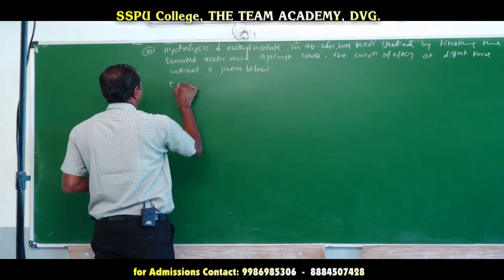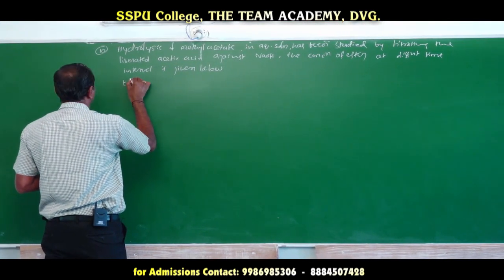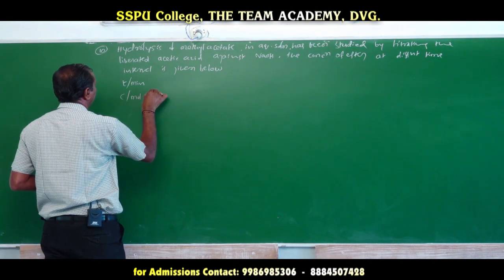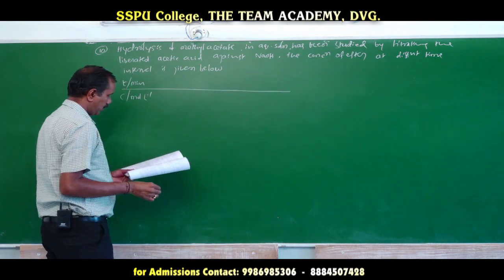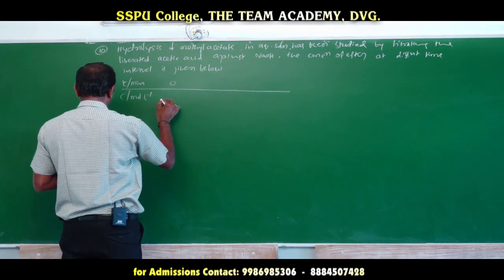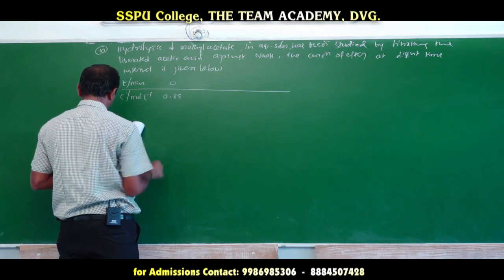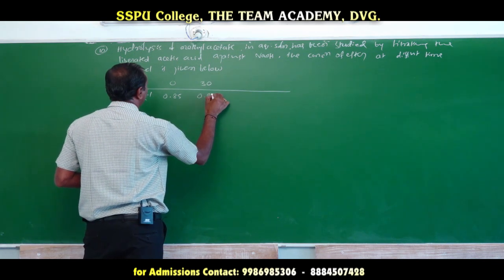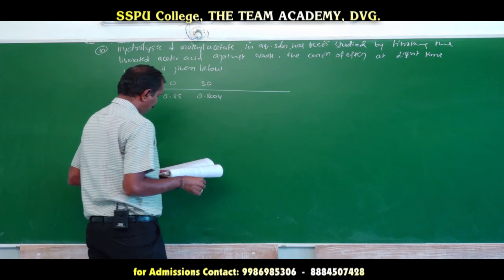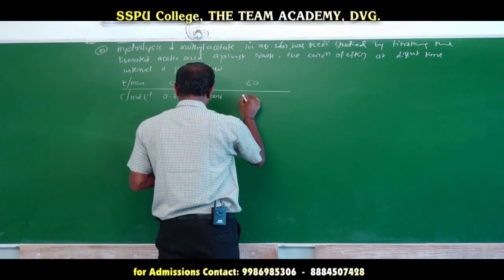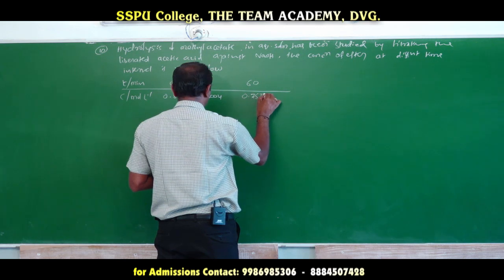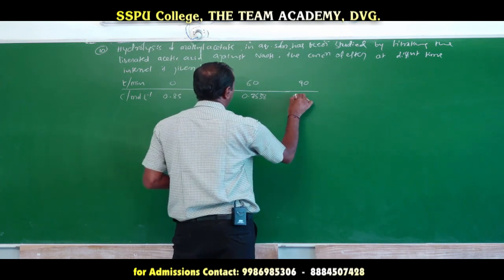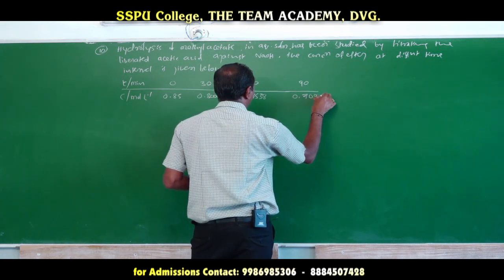So, time in terms of minutes, then concentration in terms of mole per liter. When time is 0, concentration is 0.85. Time is 30, concentration is 0.8004. When time is 60, concentration is 0.7538. When time is 90, concentration of our ester is 0.7096.